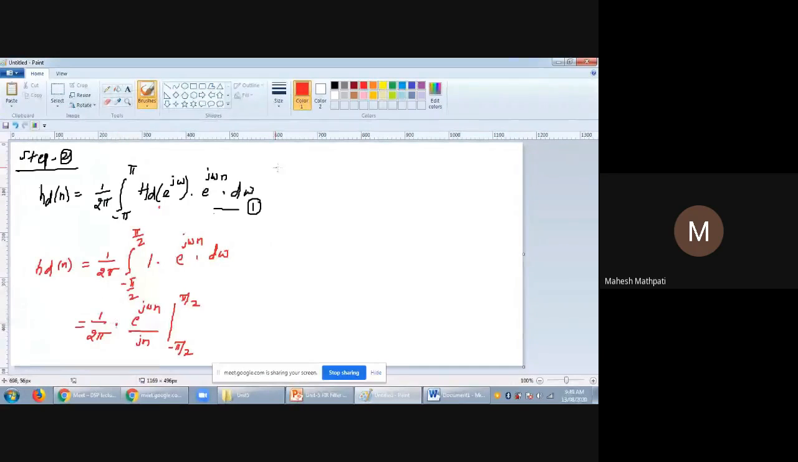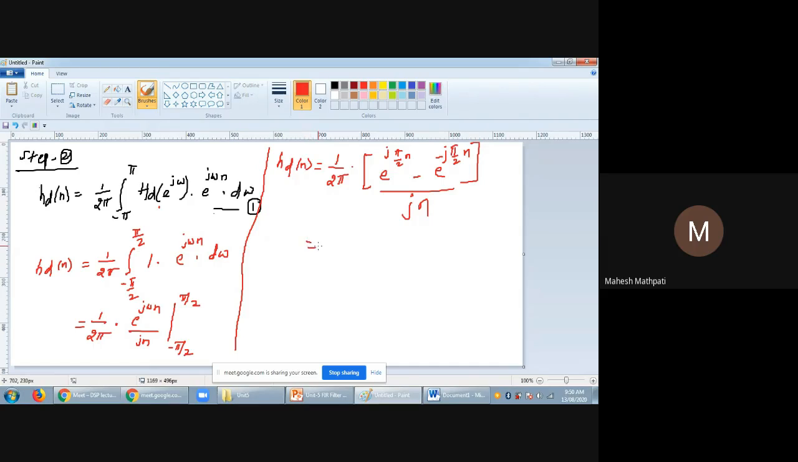Next, let us write h_d of n equals 1 by 2 pi into, substituting the value of omega, omega is pi by 2: e power j pi by 2 n minus e power minus j pi by 2 n, whole divided by jn. Are you getting this point? Yes, sir.